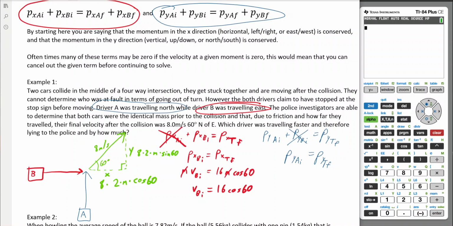And let's do it on the other one. So this will be MA, but A is just the same as B, so it'll just say M VAI equals, and then the momentum of the total, which was the y direction, so 8 times 2 is 16, times m sine 60. Now again, the masses are going to cancel, so we're going to be left with VAI equals 16 sine 60.